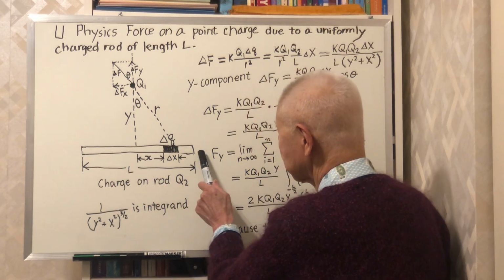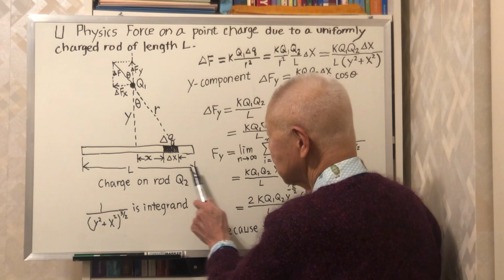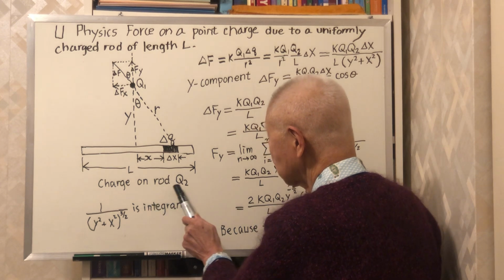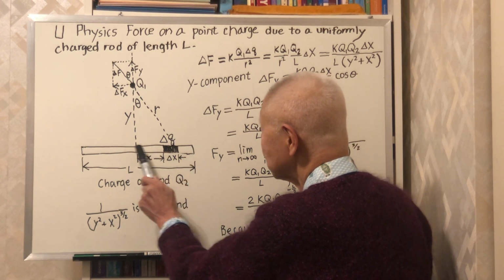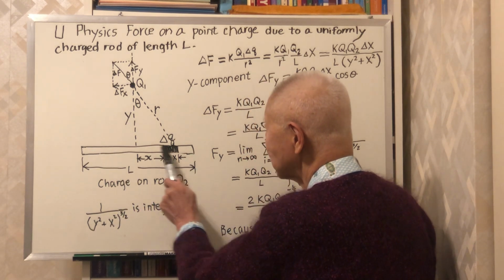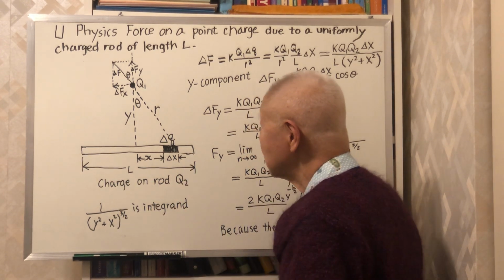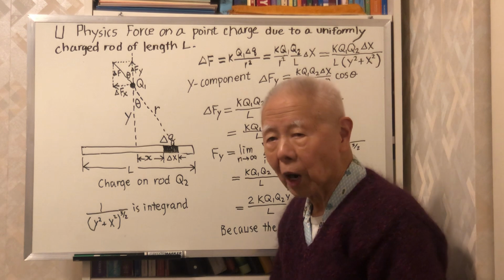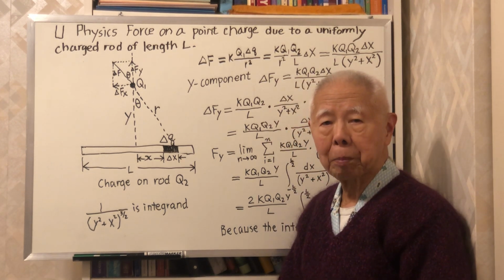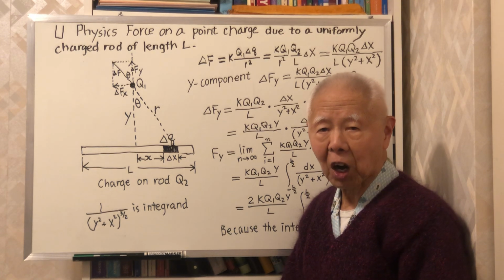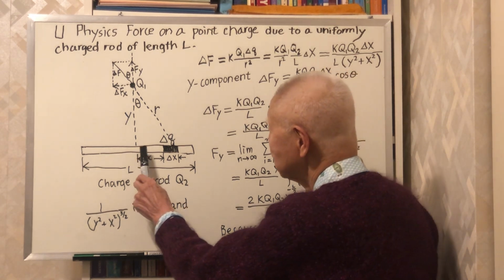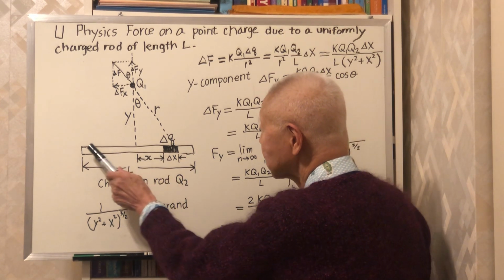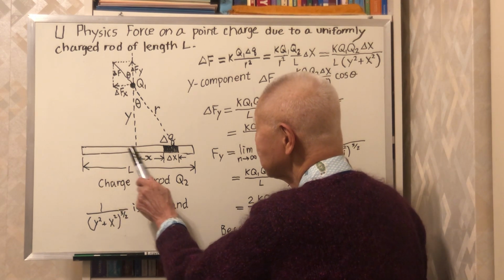This is the rod. The length is capital L. The charge on the rod is Q2, uniformly distributed over this entire rod. There is a point charge Q1. Q1 is located on the perpendicular bisector of the rod. Therefore, this part is 1/2 of L. This part is also 1/2 of L.